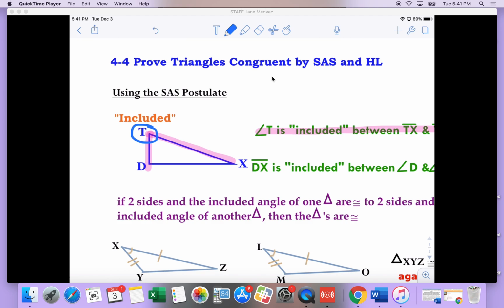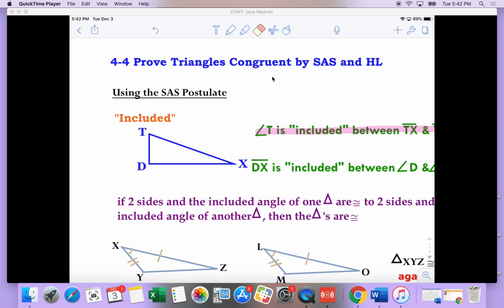And so you're going to have a quiz, you're going to have a test where they're going to ask you the difference between a side, angle, side, and something else. What makes this one different is the two sides hug, or are on either side of, that angle, so that angle T is included. That's what makes side, angle, side.